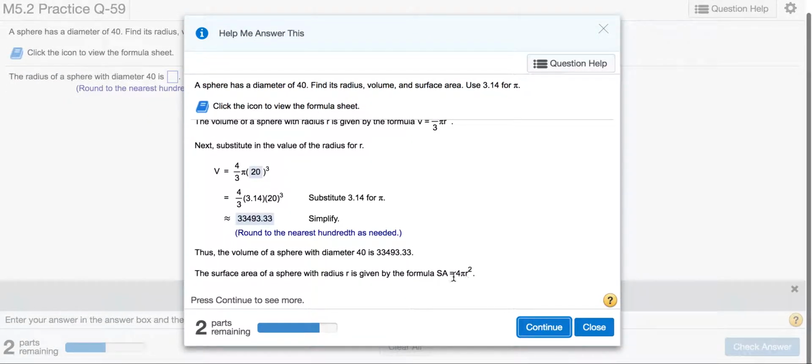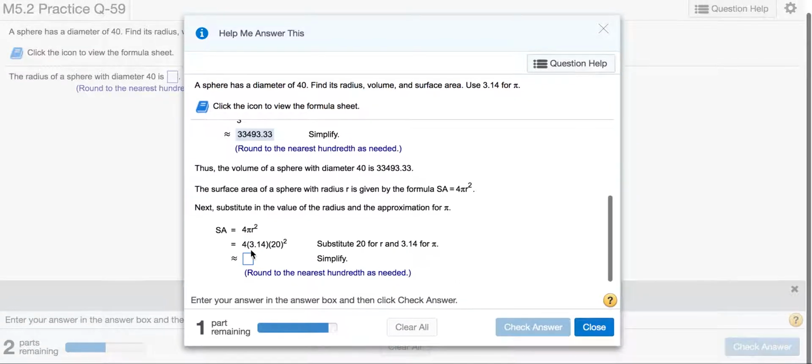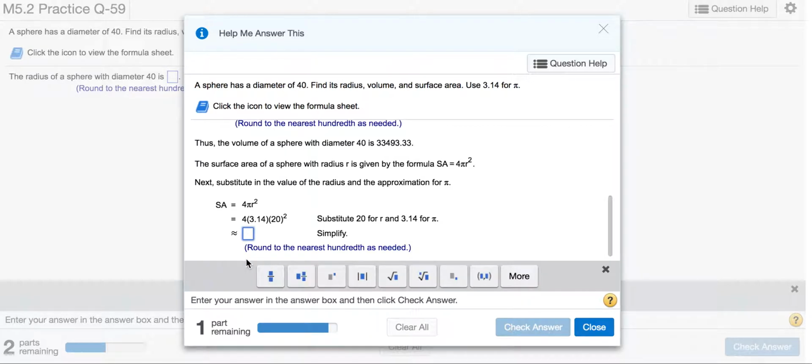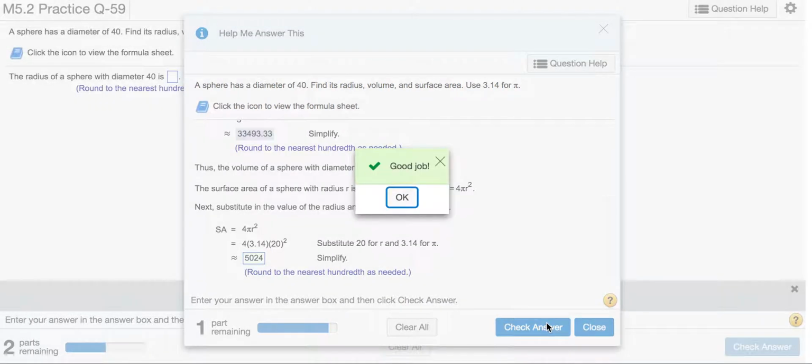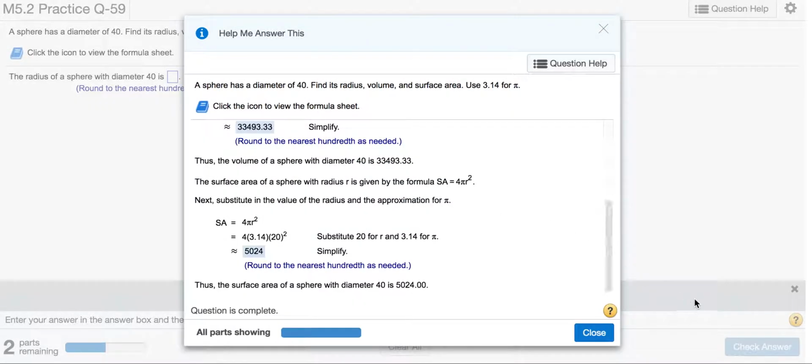So surface area is a little bit easier. It's 4 times pi times r squared. We know pi is 3.14, and we know r equals 20. So we're going to plug that information in. 4 times 3.14 times 20 squared. Same thing. Make sure you do 20 squared first. After you've done 20 squared, go ahead and plug in times 4 times 3.14. And when you do that in your calculator, you should get 5,024. Yay! Hope that helped.